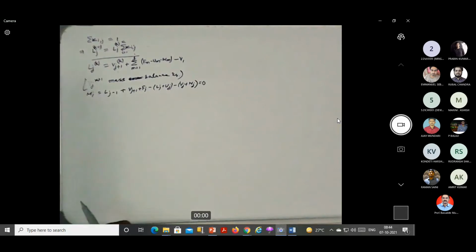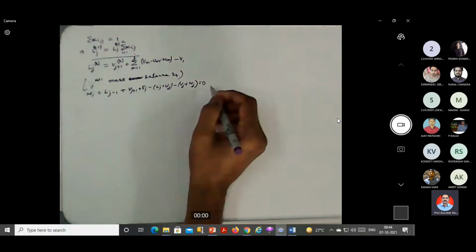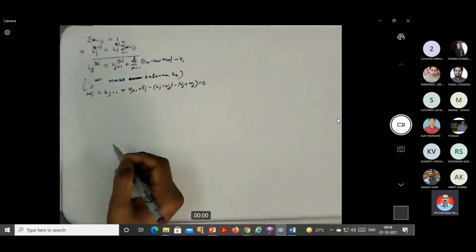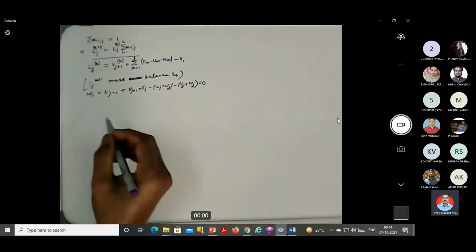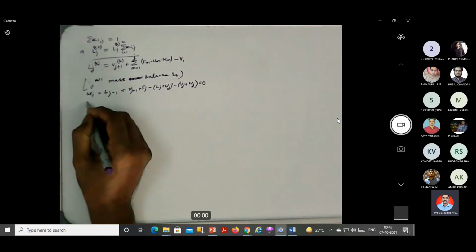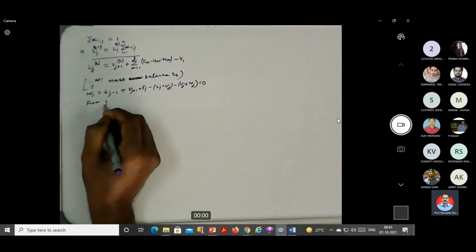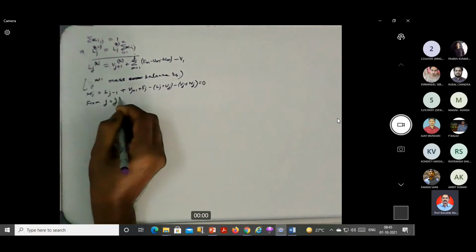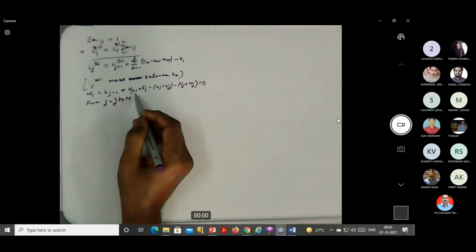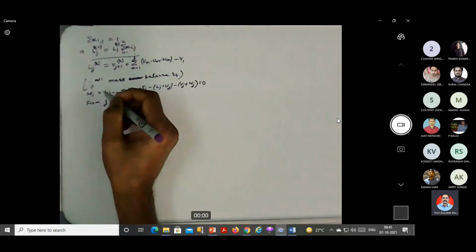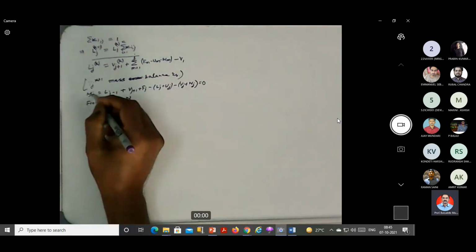Okay. Now this is the jth stage mass balance equation. Now let us take the sum of this equation from j equal to j to n, right? Now this is the mass balance equation we get from the component balance equation.